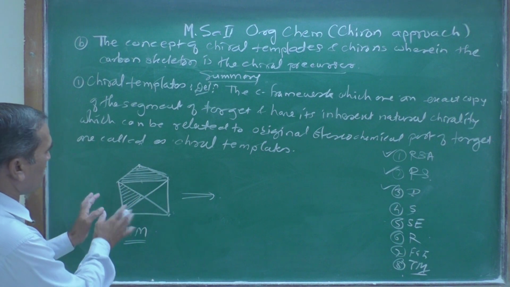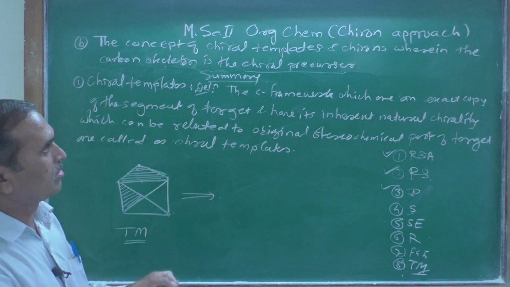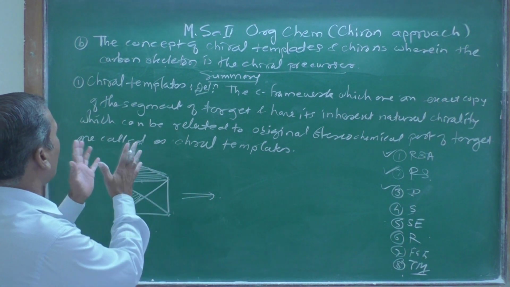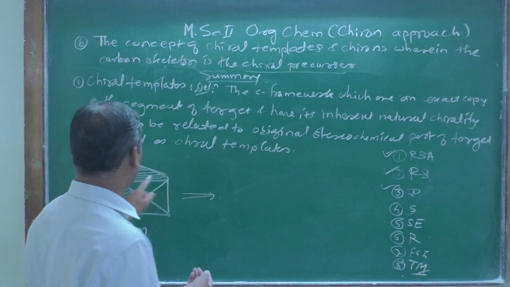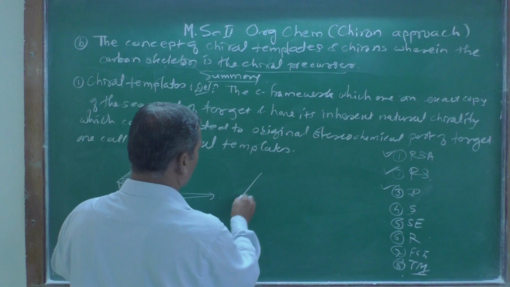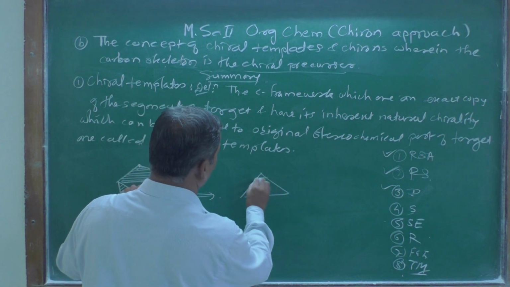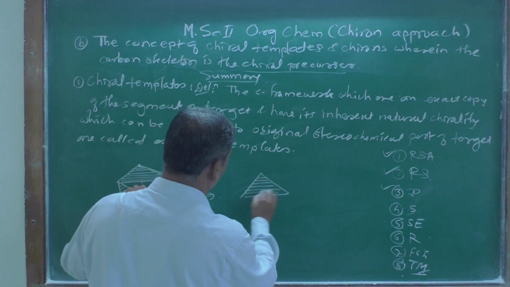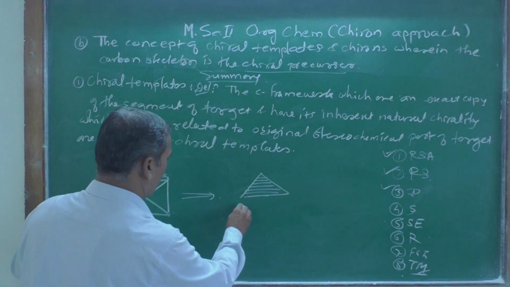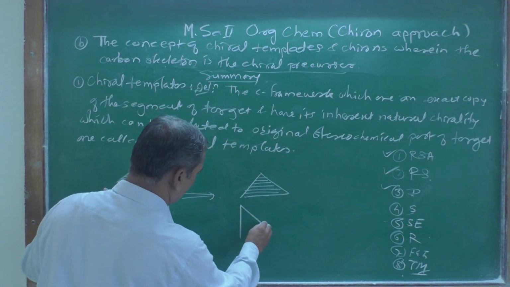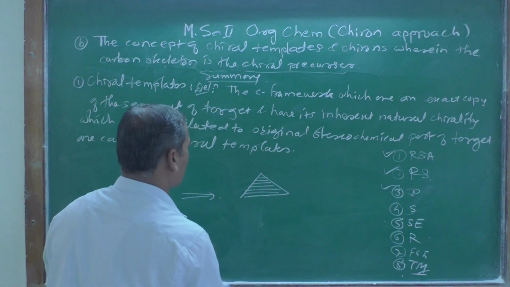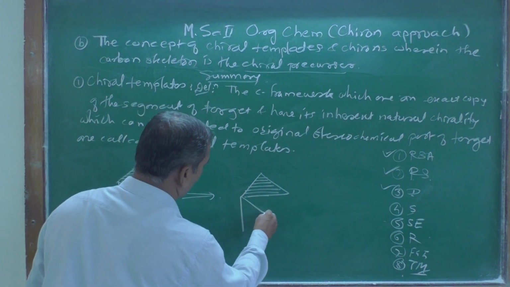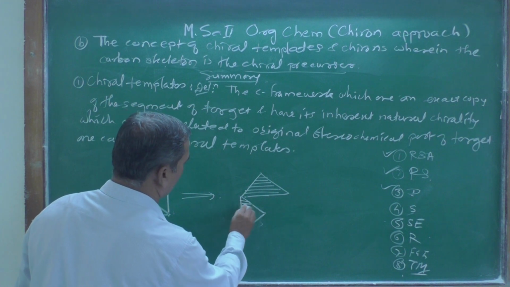Now we are showing here the pictorial representation of this chiral template. This is a target molecule. Now look at this portion I am showing here, the shaded portion. Here you can join here. This is the portion I am showing, the shaded portion only.